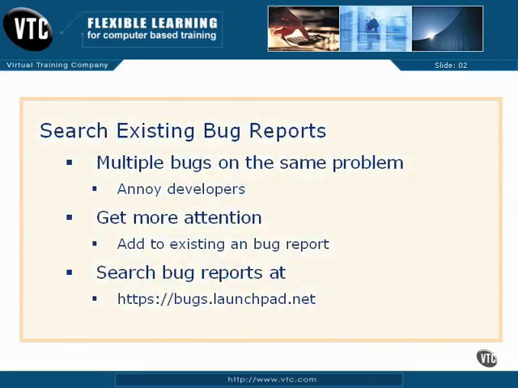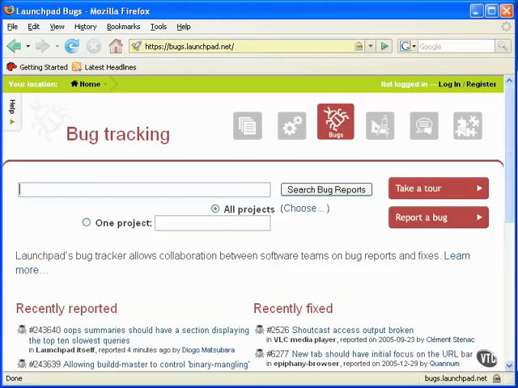But wait, if the bug has been reported before, a second report on the same software would just annoy the people behind that package. However, if you find and add information to a bug that's been reported before, that'll get more attention. So, before reporting a bug, search the database of existing bug reports at bugs.launchpad.net.